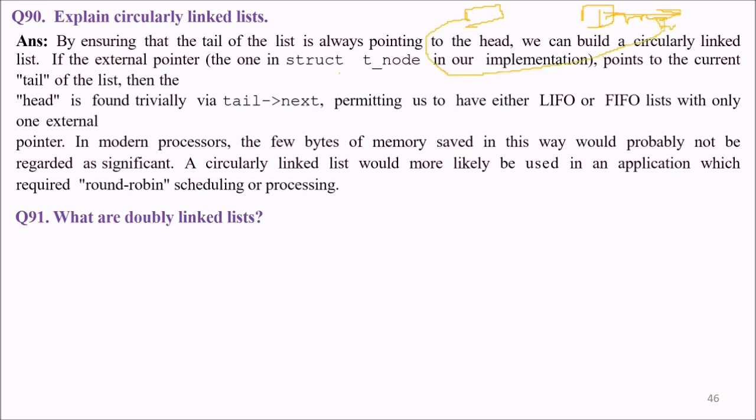By ensuring that the tail of the list is always pointing to the head, we can build a circularly linked list. If the external pointer, for example if implemented using struct t node, points to the current tail of the list, then the head is found trivially by tail next, permitting us to have either a LIFO or a FIFO list with only one external pointer. In modern processors, the few bytes of memory saved this way would probably not be regarded as significant. A circularly linked list would more likely be used in an application which required round-robin scheduling or processing.